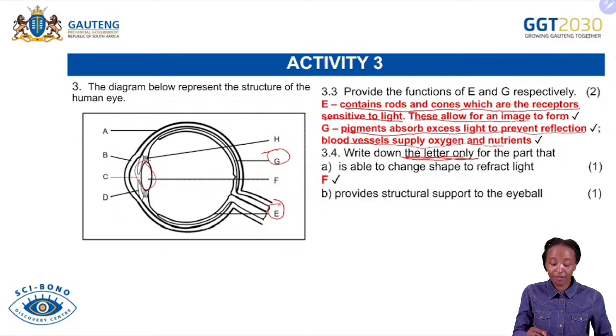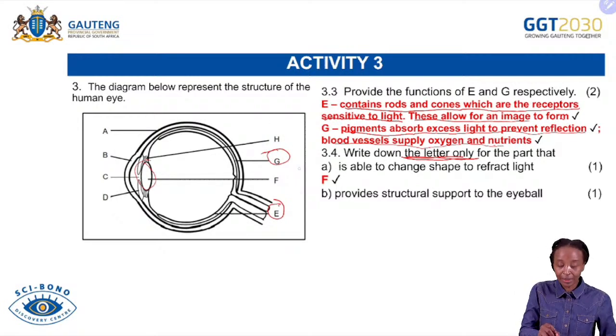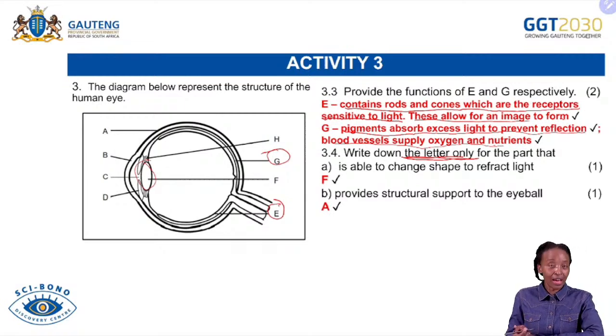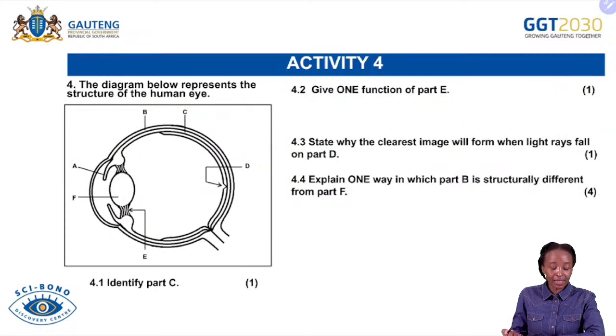Okay, it is F. And then, the part that provides structural support to the eyeball. We said it's the sclera because it is tough and inelastic. So the answer for this question is A. I hope we are still together, and I hope you now see how easy it is to study the eye and answer the different questions that you get. Then the last, I think this is the last activity. If it's not the last, we'll stop here so that you allow for the next session to commence.